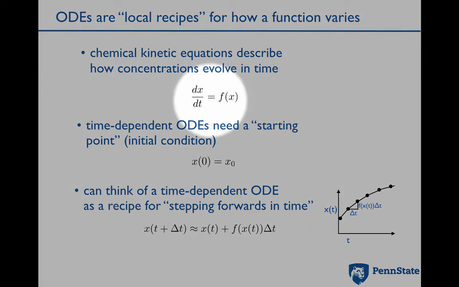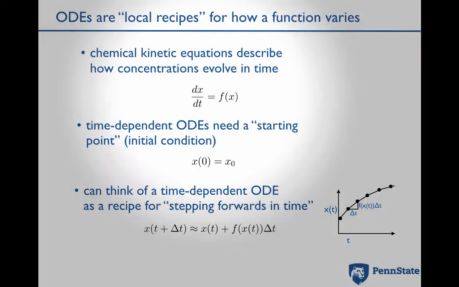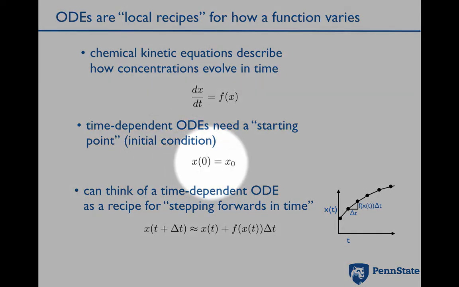So here's a first-order time-dependent differential equation for some quantity x. dx/dt is f of x. And that can be thought of as a recipe for how to move forward in time from the present value of x to some slightly future value. For such an equation to get started, you need a starting point, an initial condition. So at some initial time, which might be time t equals 0, you need to say what the value of x is from which you are starting.